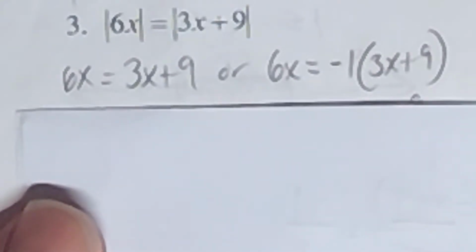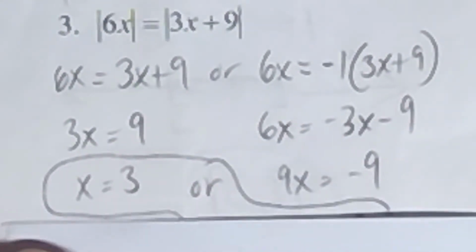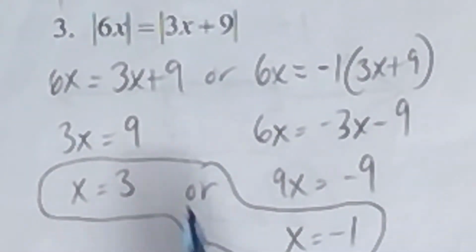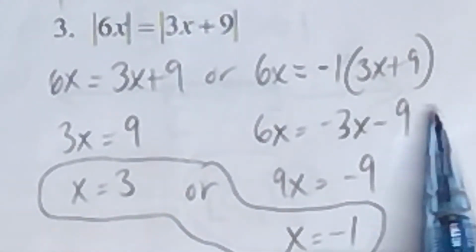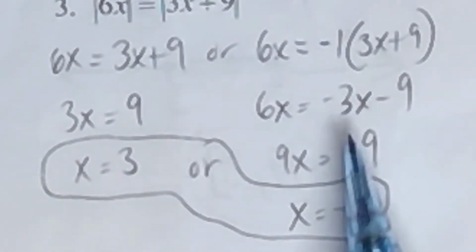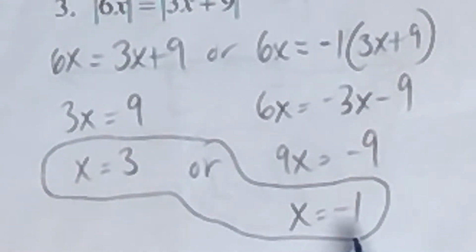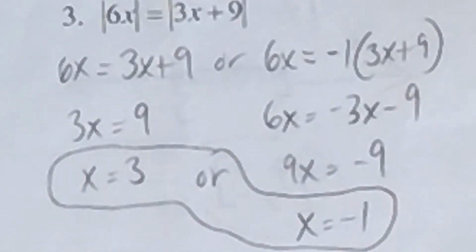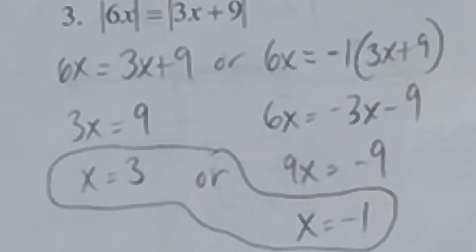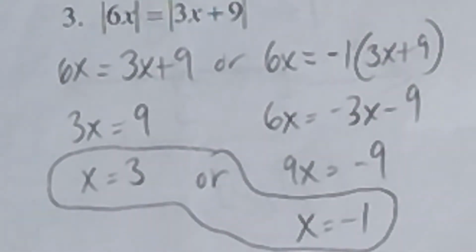Okay, we solve these resulting equations using the normal methods. And we end up with x equal to 3. Okay, distributing here and doing all the normal stuff, dividing out by 9 eventually, we get x equal to -1. So 3 and -1. So that is how to use rule number 2.